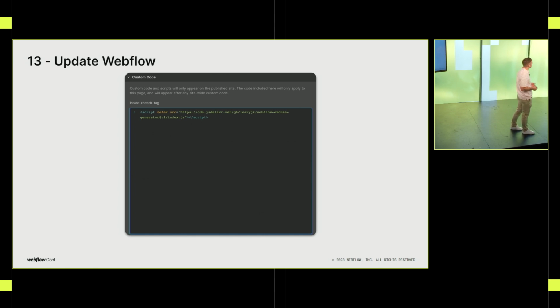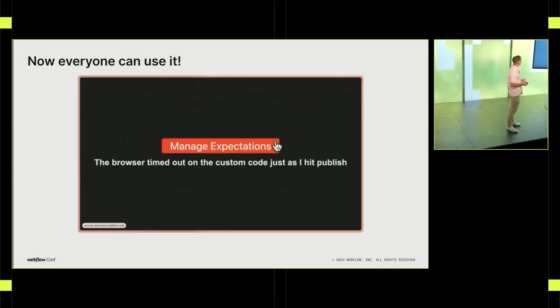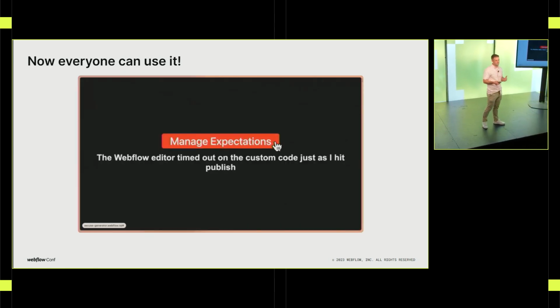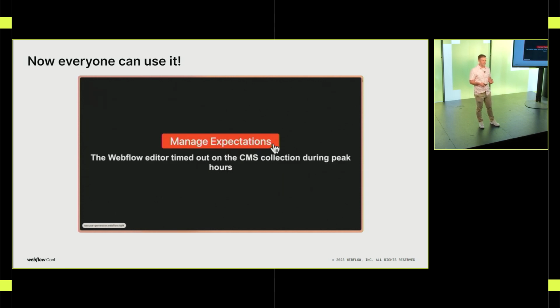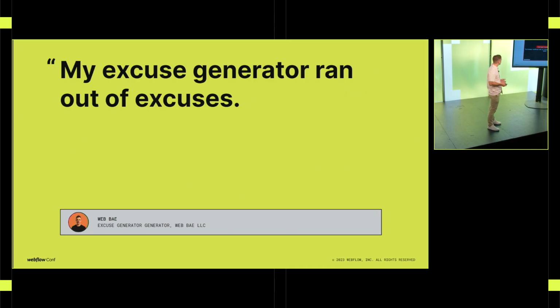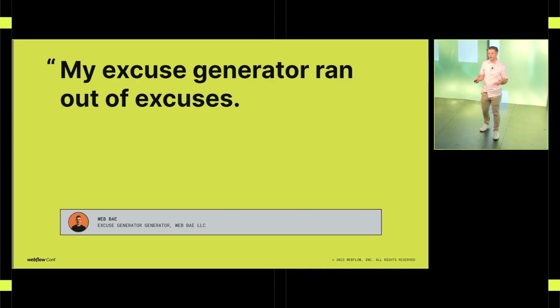And then we can just plug it into that script tag, and we'll get the working version that I can now send to Shane and say, hey, if you're having trouble managing your client's expectations, don't worry, dude, I got you. But my excuse generator ran out of excuses. This is where the power of using these tools is going to come in, that we can rapidly iterate.